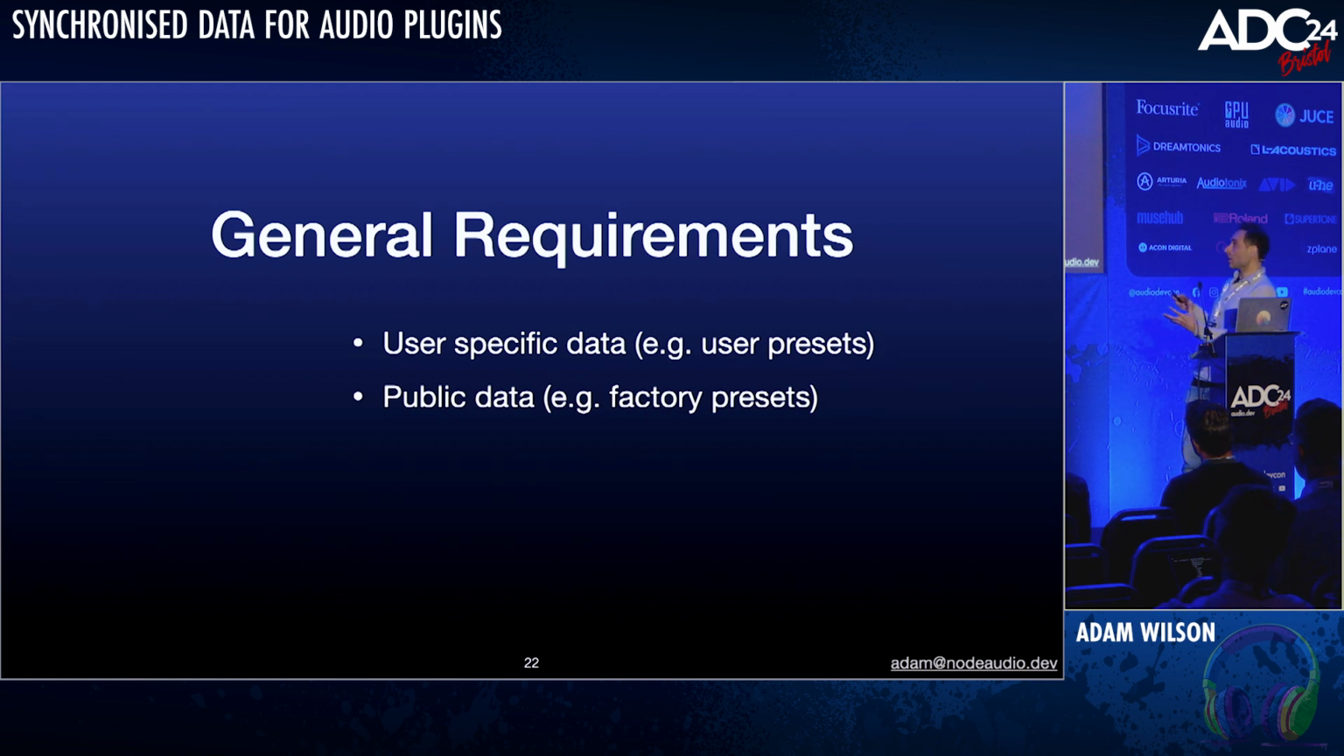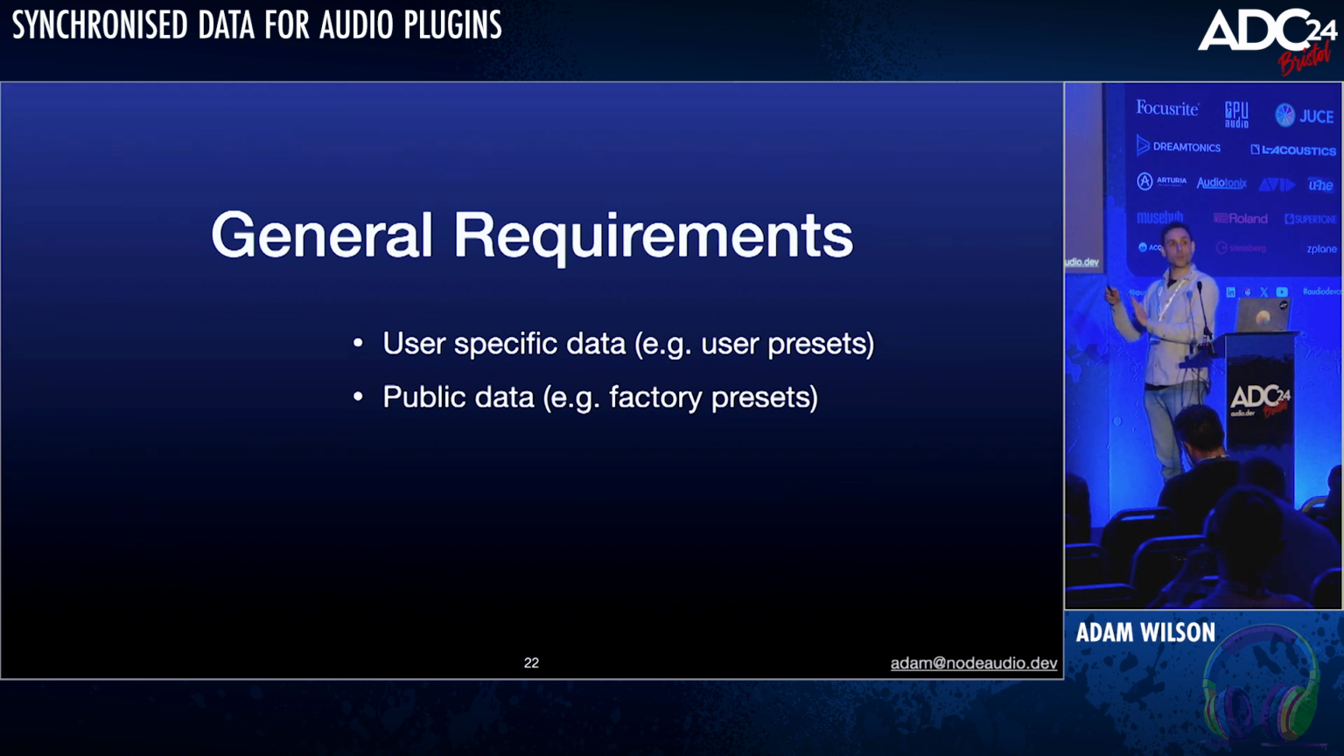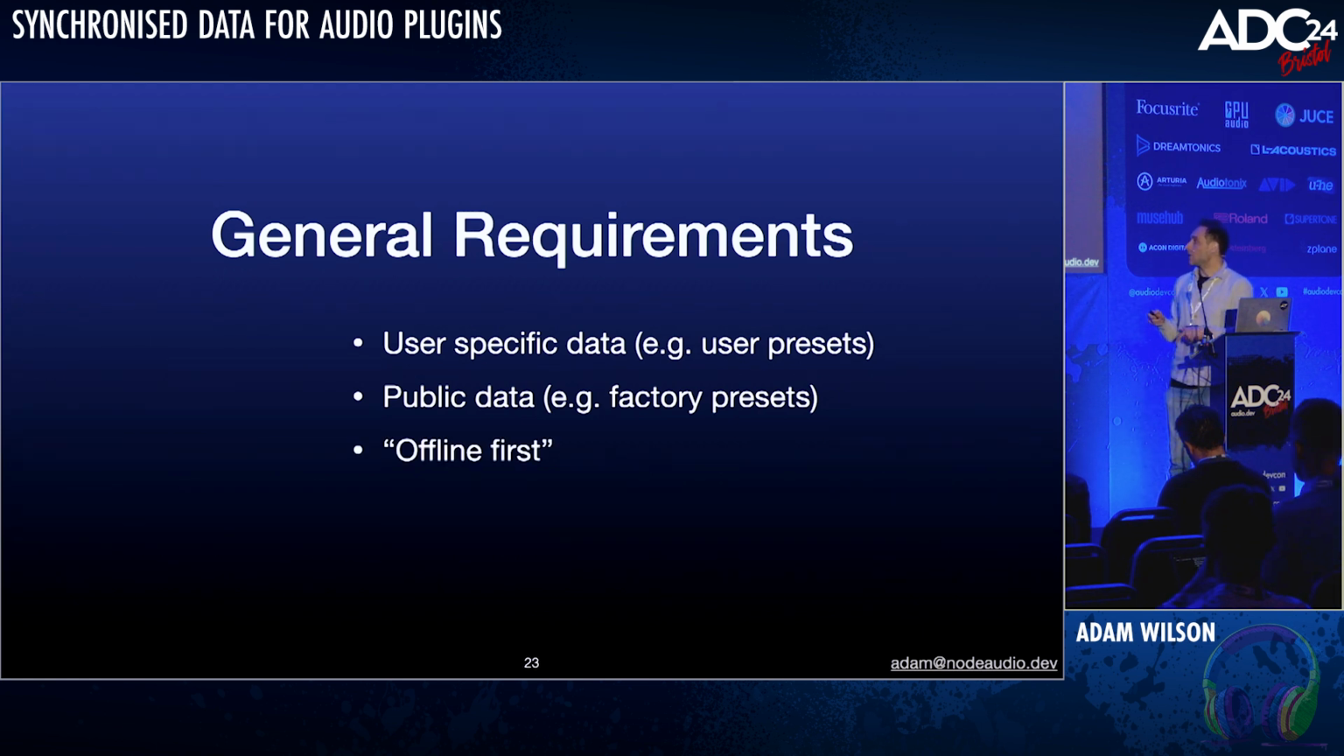So you might want to have a differentiation between user-specific data, like how do you sort of portion out the user's data, and you might want to have some what I call public data, like factory presets or settings or help files and things like that. And yeah, I want to be offline first. That's what I mean by you should be able to use a thing offline without needing to connect.